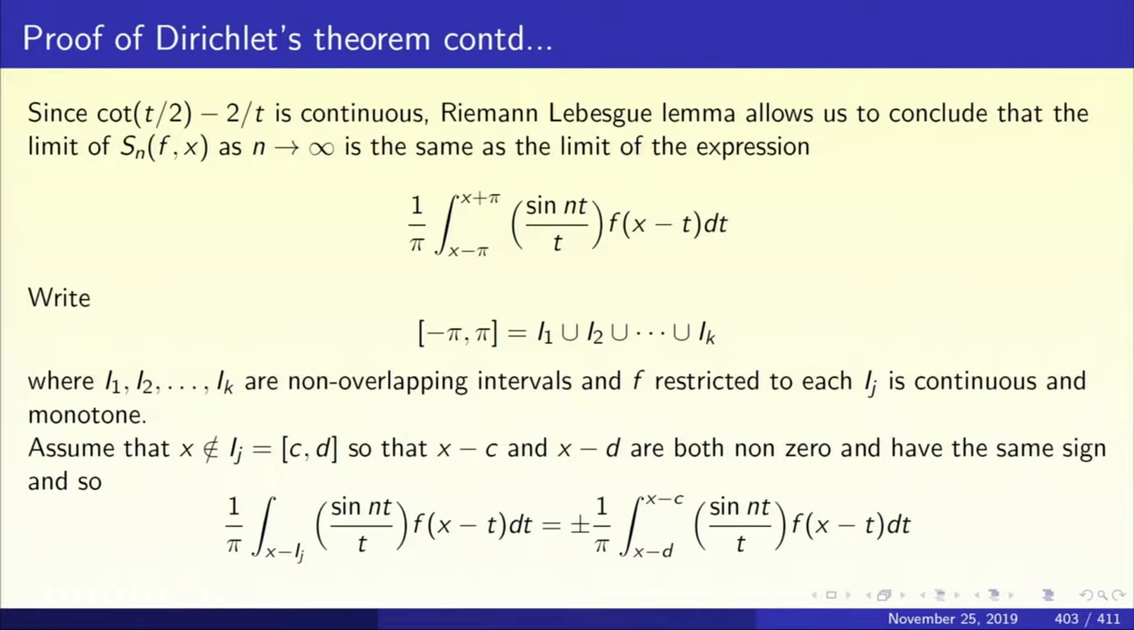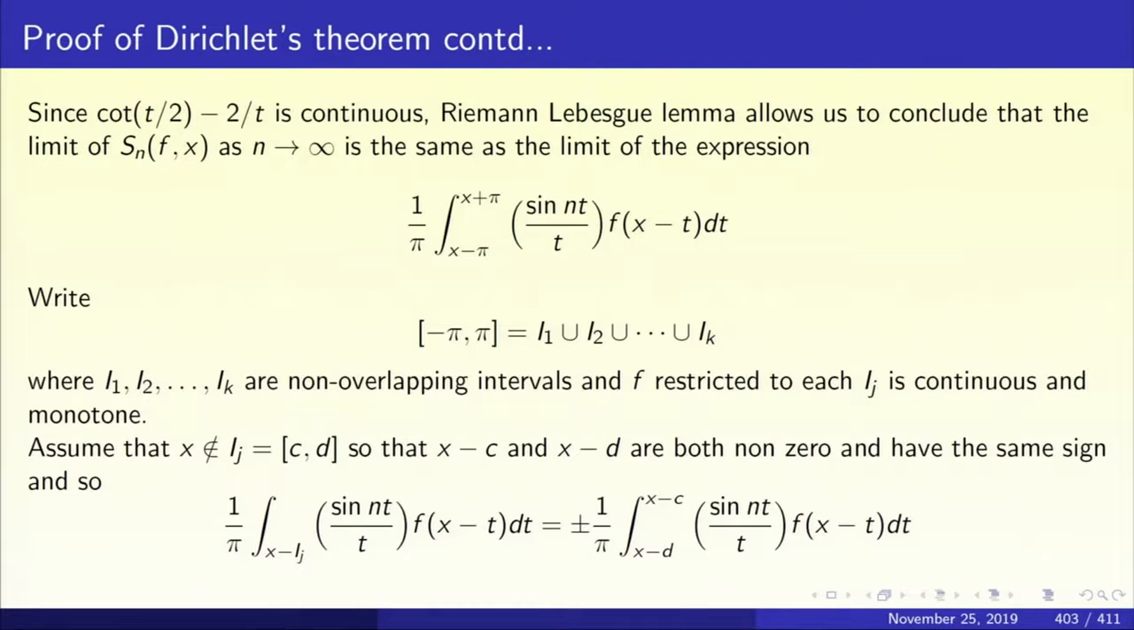Which means x minus c and x minus d have the same sign. They are both positive or they are both negative. Neither of them is 0. So 1 upon pi times the integral over x minus Ij, inside x minus pi to x plus pi, that will be x minus I1 union x minus I2 union x minus I3 etc. union x minus Ik. Now I am looking at the contribution of the integral from x minus Ij of sin nt by t f of x minus t dt.